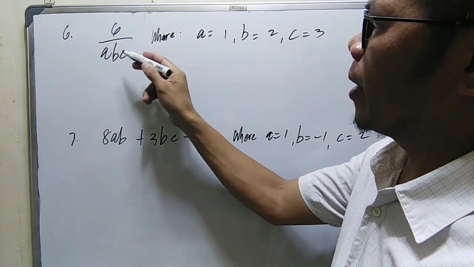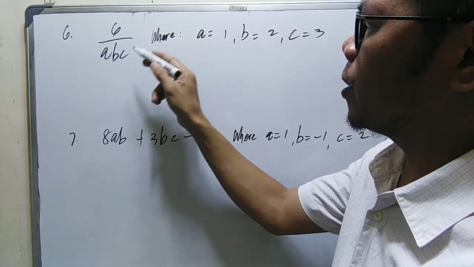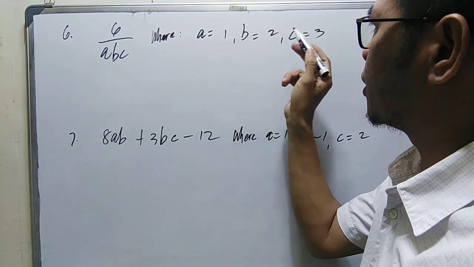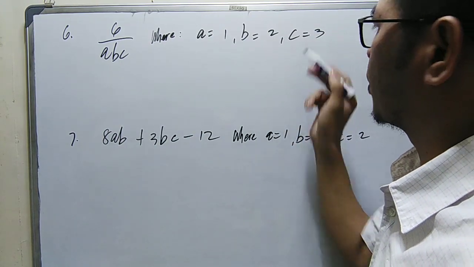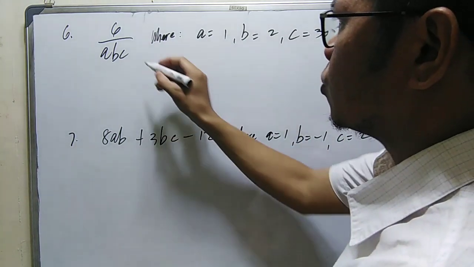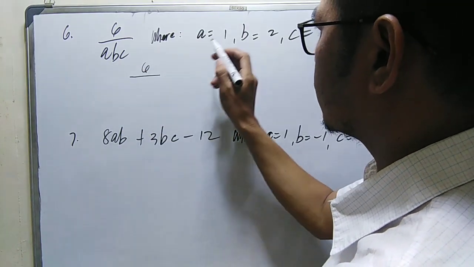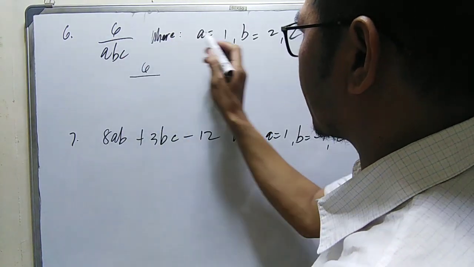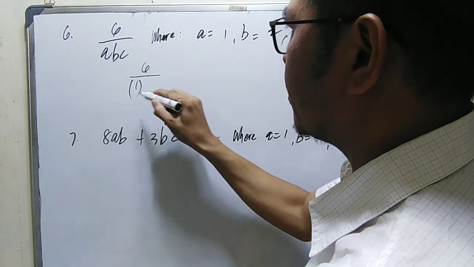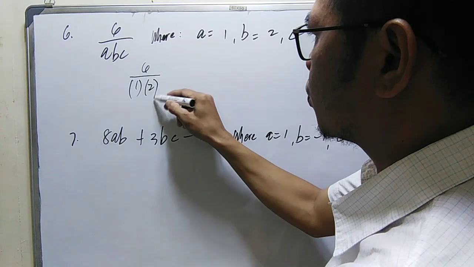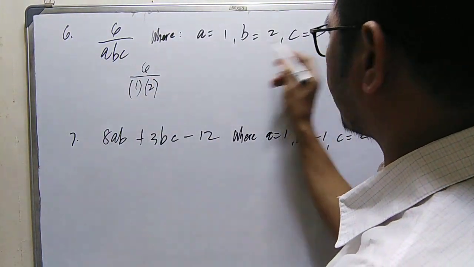6 divided by A times B times C, where A equals 1, B is equal to 2, and C is equal to 3. Okay? So una, kopyahin lang natin yan si 6. Tapos yung A is 1. Alisin natin si A, papalitan natin ng 1. Okay? Si B, alisin natin yan, papalitan natin ng 2. Okay? Then C, papalitan natin ng 3.